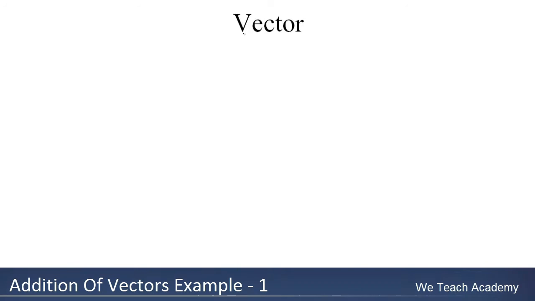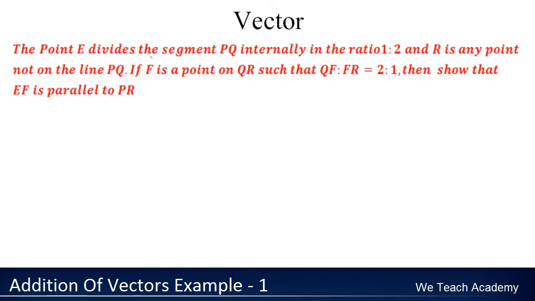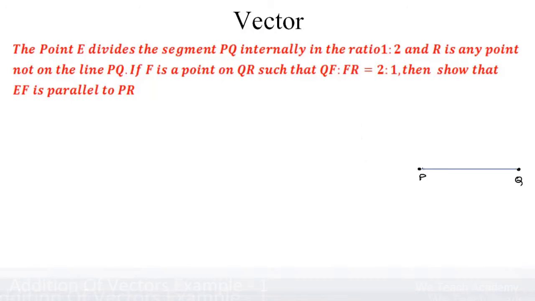Hello guys, and today in this presentation we are going to solve an example under vectors. So given that a point E divides the line segment PQ internally in the ratio 1:2. So let us draw here a line segment PQ, and a point E divides this line segment in the ratio 1:2.